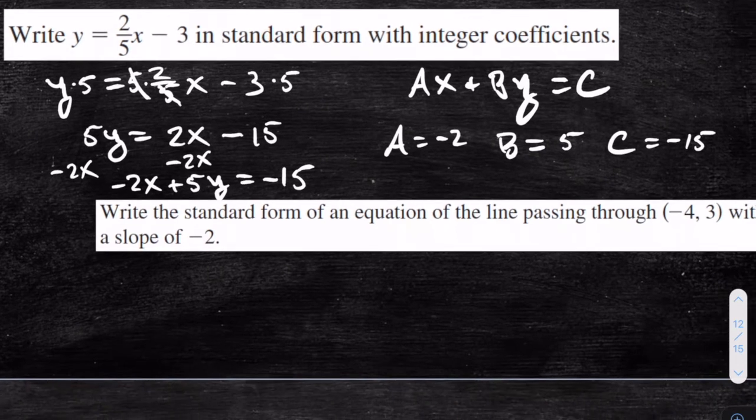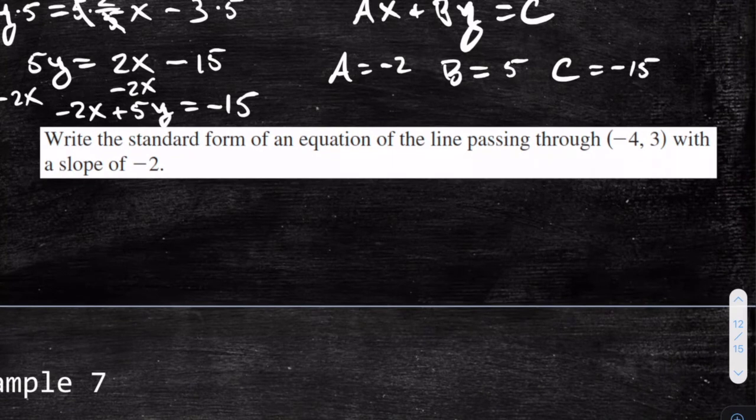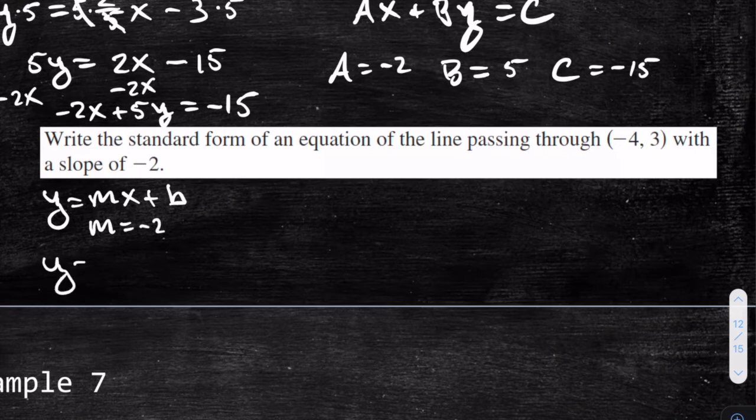Let's take a look at this next one, of the line passing through negative 4, 3, and having a slope of negative 2. Well, that means we could write this in slope-intercept form, couldn't we? We could write y equals mx plus b. And we know what m is. It says that the slope is negative 2, so m is negative 2. And so we can rewrite this again. Y equals negative 2x plus b.